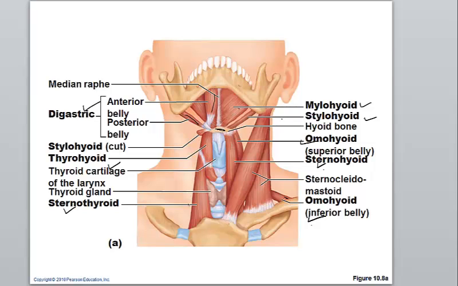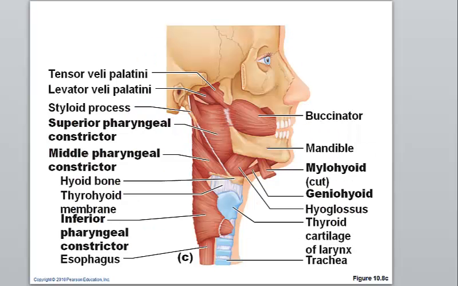What is their purpose? When they contract, what are they going to do? They depress the hyoid bone, so they push the hyoid bone downwards, and help the larynx in swallowing. So initially you elevate the larynx, and then you push it down so the food can go further down. So that's their function.